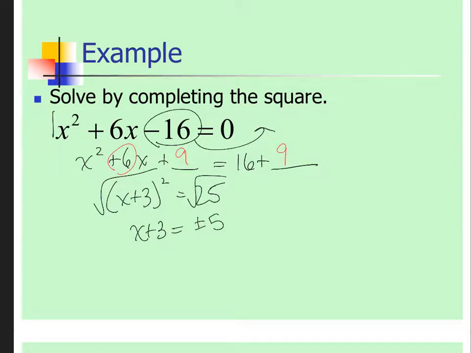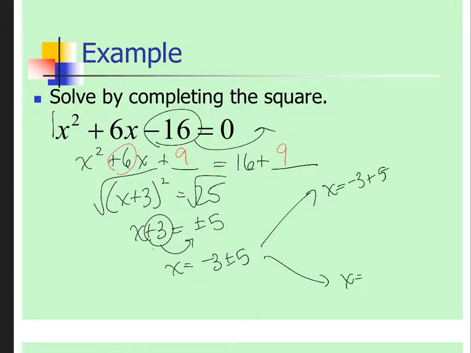Now when I solve this one, it's a little different than the last one. When I move that to the other side, I get -3 plus or minus 5. That means there's actually 2 numerical answers. One of them is -3 plus 5, and the other one is -3 minus 5. So the first one up top is 2, the one down below is -8.